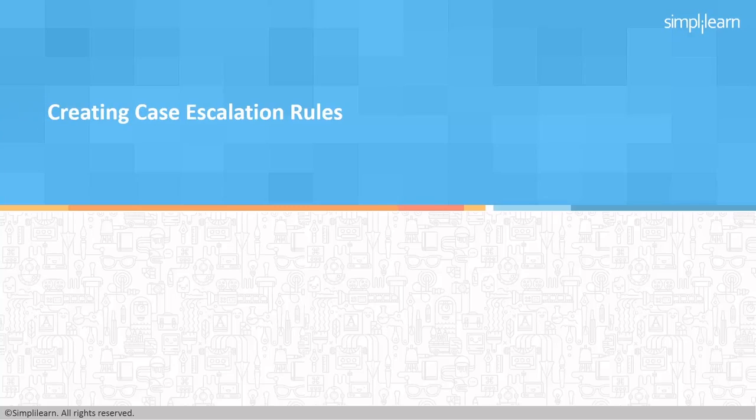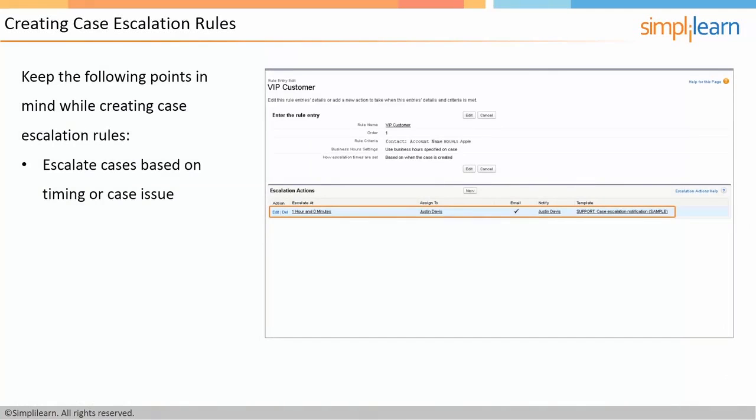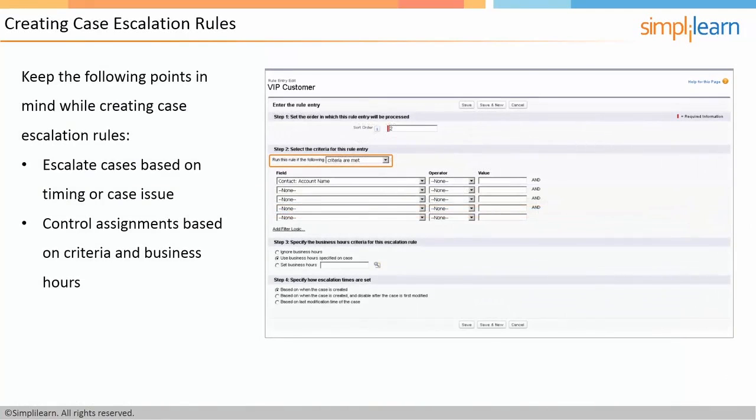So the next topic we're going to cover is case escalation rules. With case escalation rules, there's a couple of points to keep in mind. Escalating cases can happen based on timing or a case issue. You can also control assignments based on criteria and business hours, and you can also make critical issues visible to management.